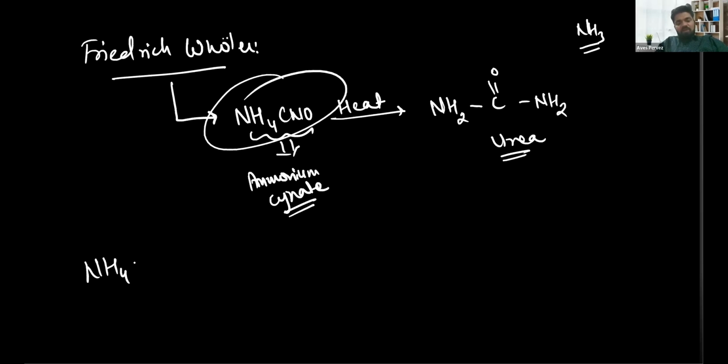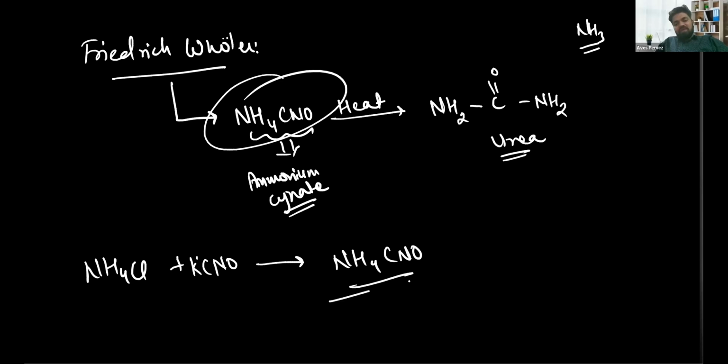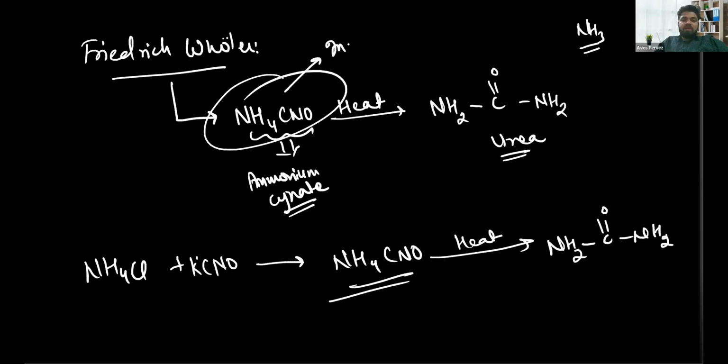He reacted ammonium chloride with potassium cyanate, KCNO. Then he got ammonium cyanate, NH4CNO, and when he further heated it continuously, it got converted into urea, that is NH2C double bond O NH2. Sir, he got it chemically, right? Yeah, in the lab.